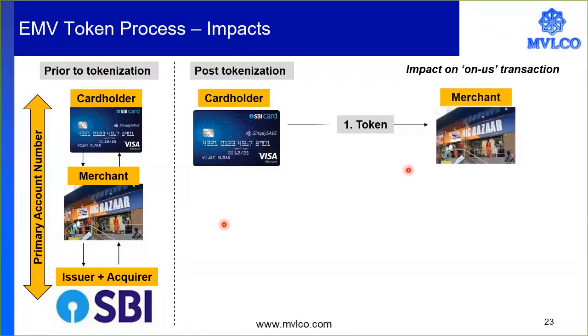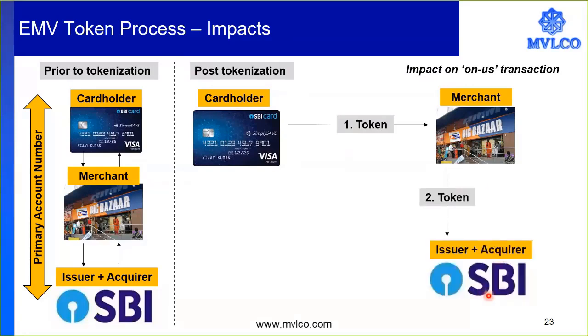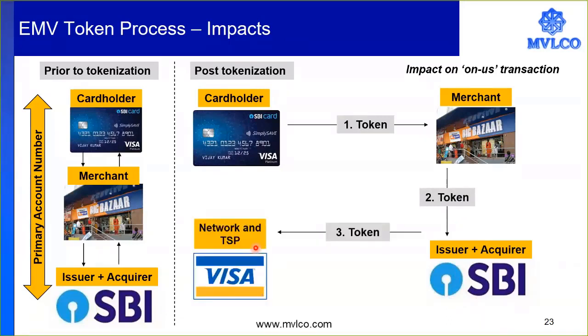Once he uses this card, what would now get transferred is a token and not my primary account number. For the merchant, it does not really matter whether you capture a primary account number or token, he simply passes it on to SBI. But now, because SBI gets a token, SBI does not understand whether this card belongs to me or not, right? So for SBI, it is like an off-us transaction, because SBI does not have this mapping between token and the related primary account number. So it has no other option but to send it to the token service provider.